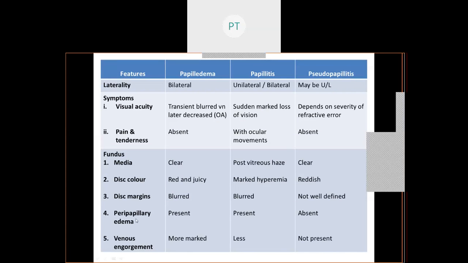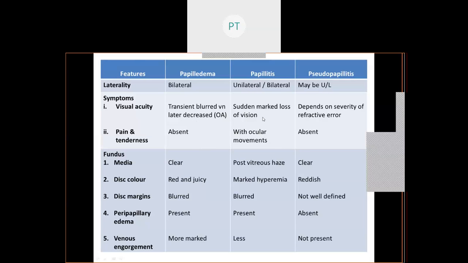You have to differentiate papilledema from papillitis and pseudopapillitis. Papilledema is usually bilateral. Papillitis, we have already discussed. Papillitis can be unilateral or bilateral, and pseudopapillitis can be unilateral. Visual field: there can be a transient blurred vision, which can later be markedly decreased depending on the severity of the papilledema.